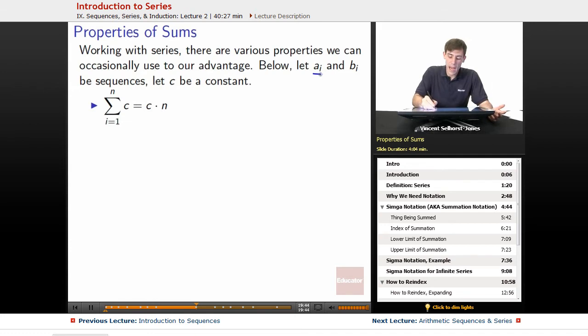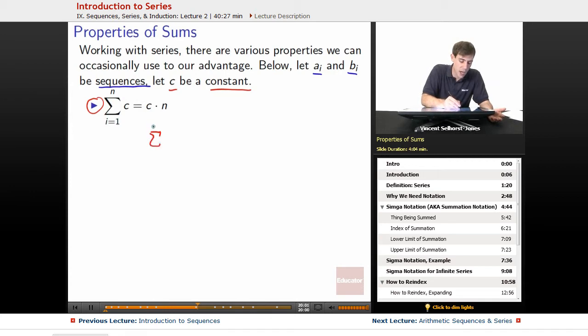Below, let a_i, b_i be sequences. So they're things that are allowed to change, but c will simply always be a constant. Our first one is that the sum from i equals 1 to n of c is equal to c times n. Remember, c is just a constant. So why is this the case?